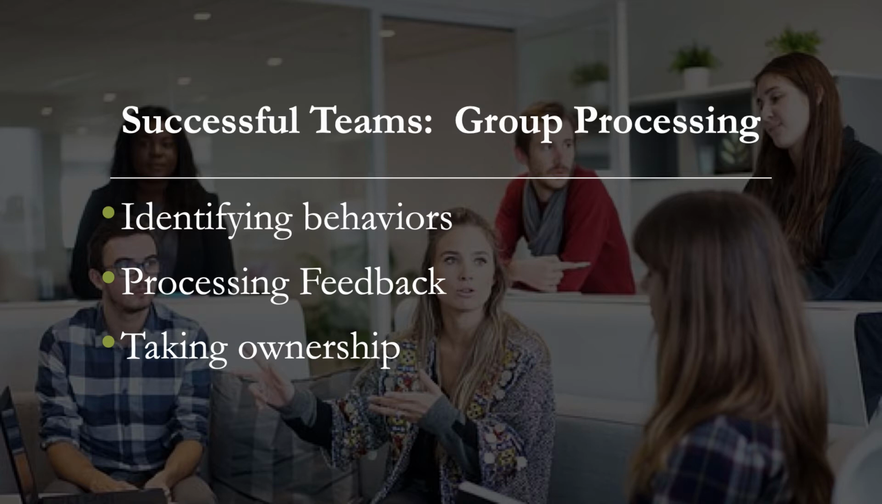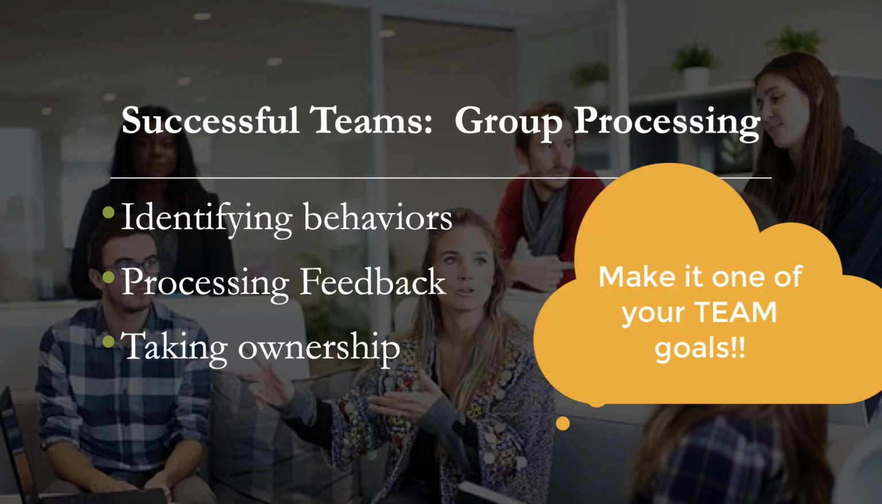Group processing refers to the team's ability to process information together. Effective group processing is evident when your students are able to communicate openly about behaviors that they see as helpful or destructive to the team environment. They should also be able to process both positive and constructive feedback about their own behaviors in a professional, mature way. This allows them to take ownership of the behaviors they need to change for the good of the team. Effective group processing should be a group goal for every feedback session.